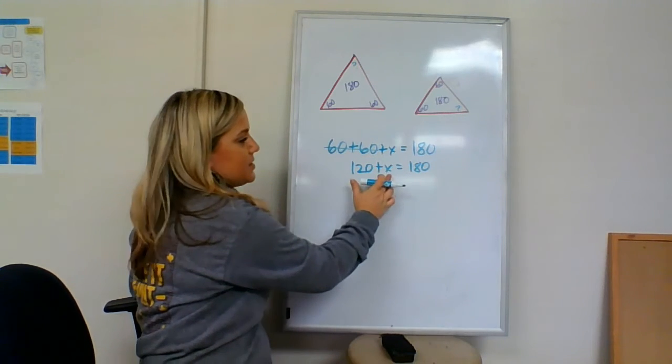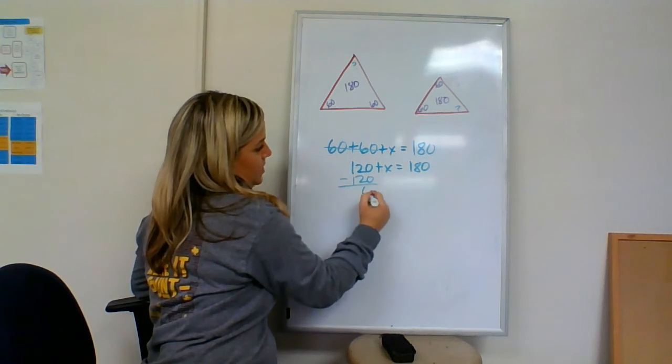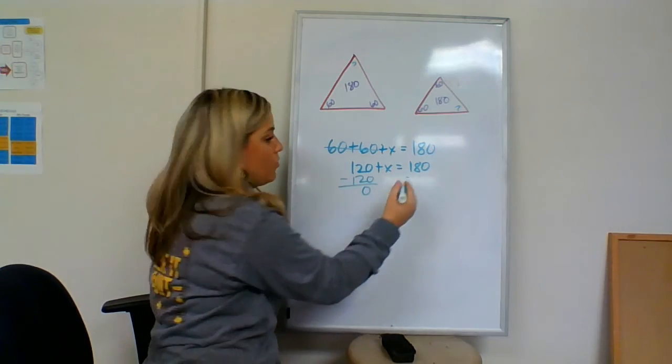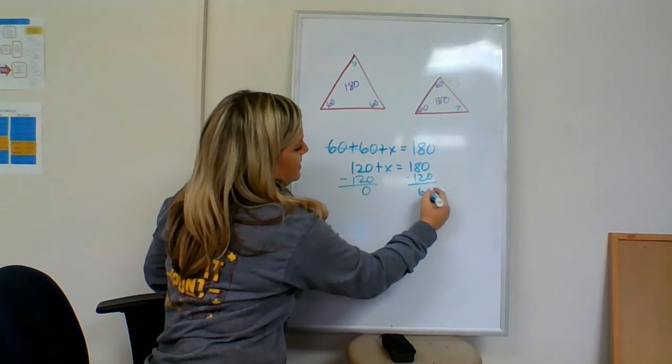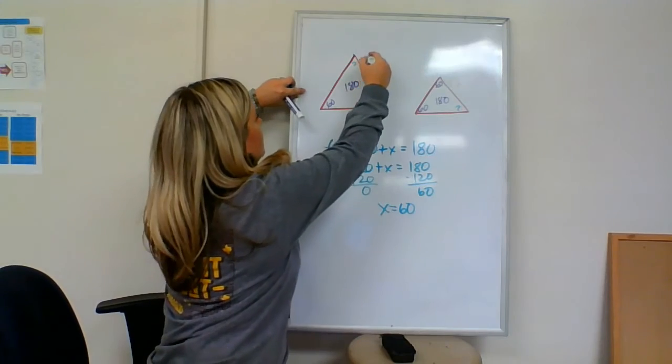And we have to isolate this x. To get rid of the x, we have to do the opposite by subtracting 120. And what we do to the left, we have to do to the right. And we get 60. So x is equal to 60. So this angle is 60.